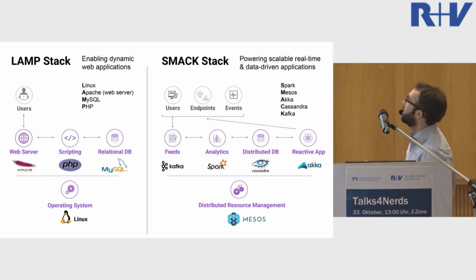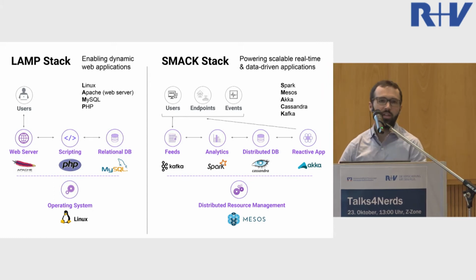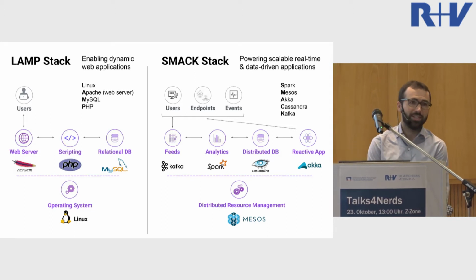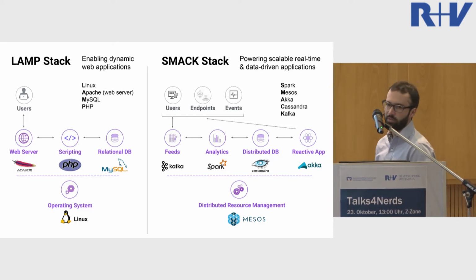SMAC has really emerged as saying, okay, well, I'm going to need something to manage my events that are coming in. So I've got this feed of information, events that are constantly coming in, so I need something like Kafka for that. I want to do analytics on it. I want to both do real-time analytics as well as batch analytics, so I'll use something like Spark for that. I need to be able to store this data in a distributed way across multiple data centers, across the entire world. So I'll use something like Cassandra for that.